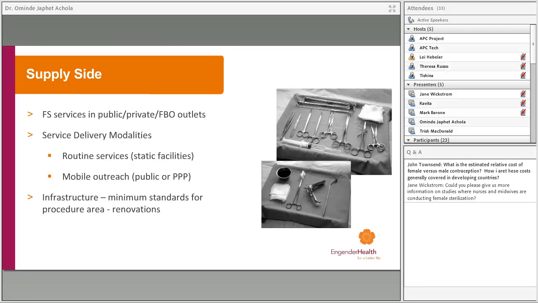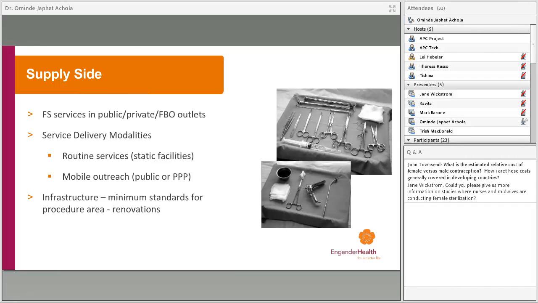The service delivery modalities are the standard ones that we use: routine services and mobile outreaches. Mobile outreaches are high impact and they always yield results. There are several modalities. The public sector does them within their own facilities, but there are also cases where the private sector comes to the public sector in a public-private partnership. We have also seen successes using mobile outreaches for so-called rapid responses, which are initiated by the public sector. Female sterilization is usually one of the ingredients there.